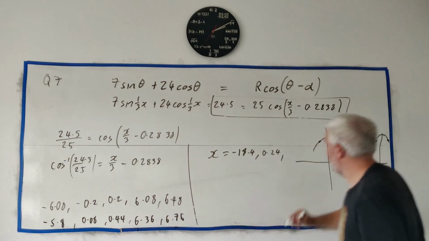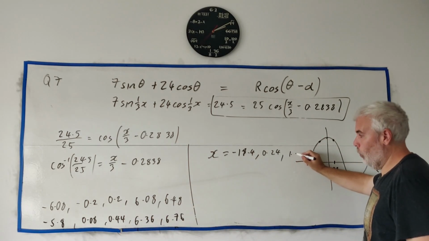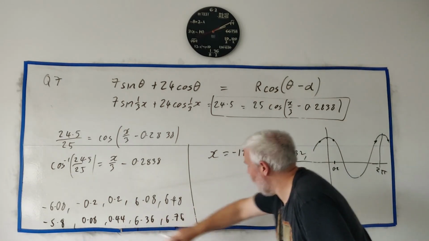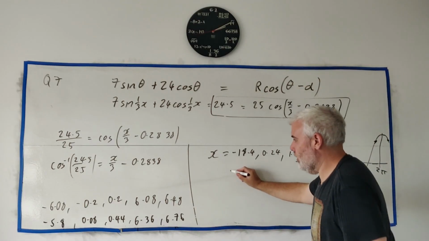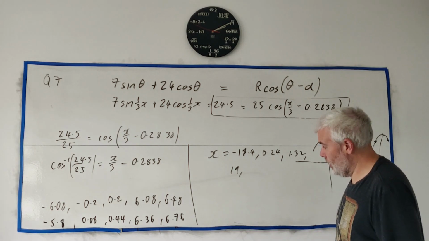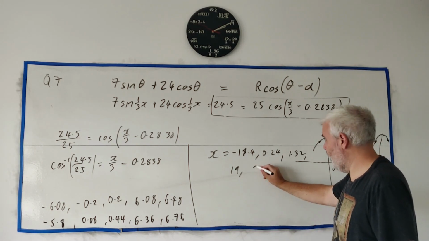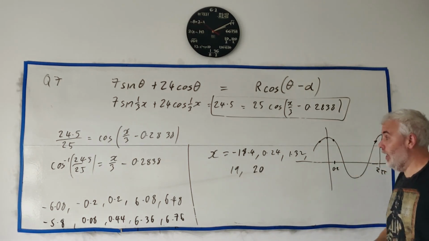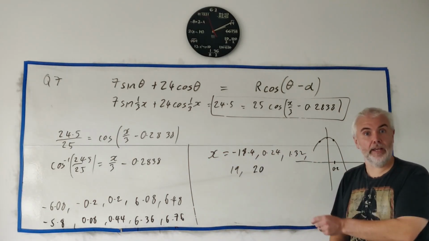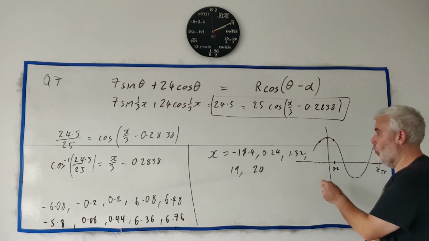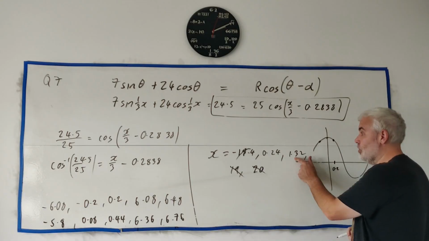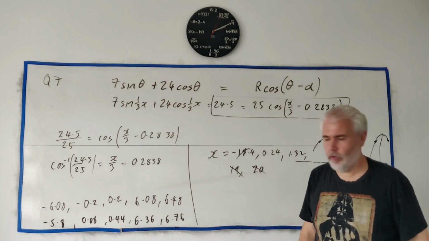That looks fine as an answer. This one multiplied by 3, about 1.32. This one multiplied by 3, that's way outside the range. 18, about 19. This one times 3 is about 20, something like that. The only answers I'm interested in are between 0 and pi. 0 and 3.14. This one's out. This one's out. This one's out. These are the only two answers. I knew that from my drawing earlier.